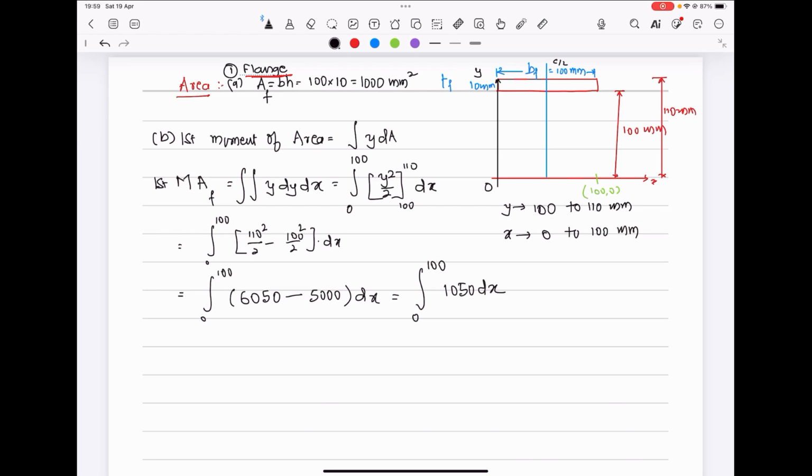1050 is constant. Integral 0 to 100 dx. Integral 1 dx is nothing but x. That is equal to 1050 into x within limits 0 to 100. That is equal to 1050 into 100. That is equal to 105,000 mm square. This is the first moment of area for flange.